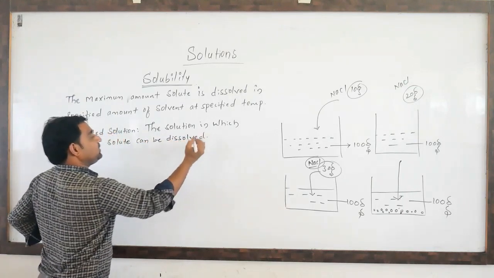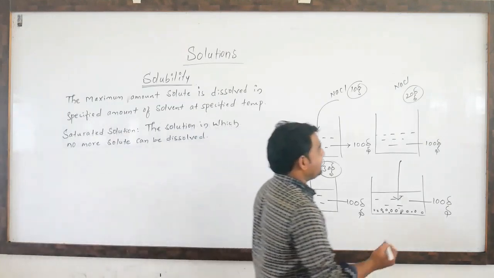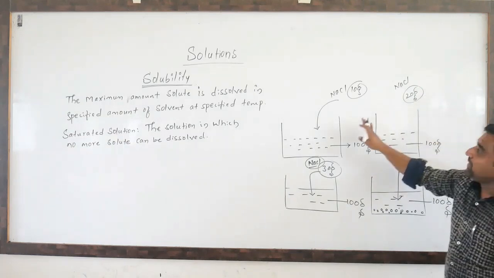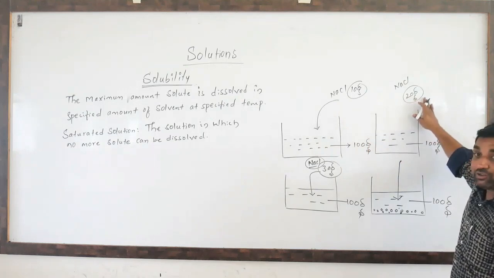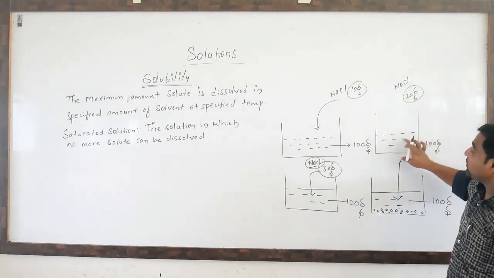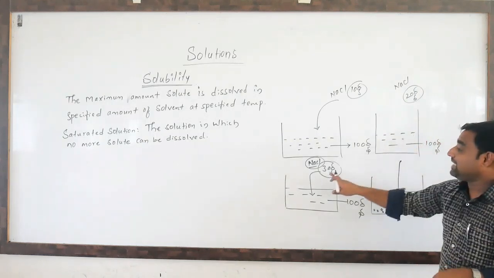So that type of solutions are termed as the saturated solutions. Coming to the second decantation, the second beaker has 20 grams. In the first beaker we are adding 10 grams that will be dissolved. In the second case we are adding 20 grams. This solution or this beaker has the capacity to dissolve some more solute, like 10 grams.